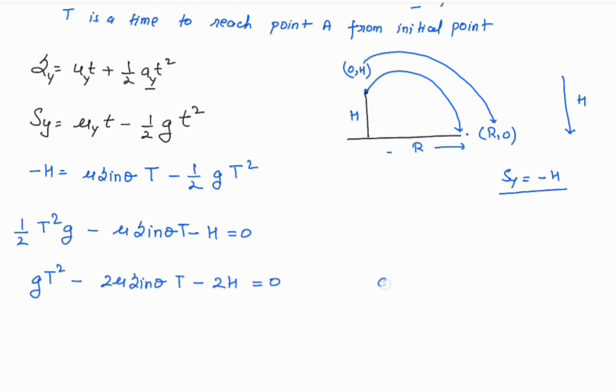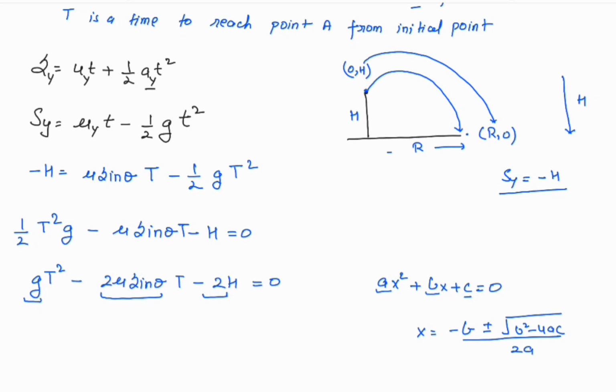Okay, now compare this equation with a x square plus b x plus c is equal to 0. Here this is a, which is g. What is b? B is minus 2u sine theta. And what is c? C is minus 2h. Okay, how to find the root of this equation? The value of x will be given by minus b plus minus under root of b square minus 4ac, divided by 2a. This is the way to solve a quadratic equation.